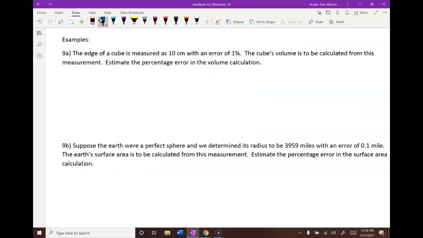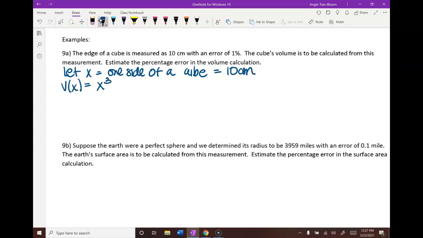Okay, guys, so now we're going to use the application, okay? So we're kind of incorporating example 8 with this. So 9a says the edge of a cube is measured as 10 centimeters with an error of 1%. The cube's volume is to be calculated from this measurement. Estimate the percentage error in the volume calculation. So let's use a variable. So let x be one side of a cube. In this problem, one side is measured with 10 centimeters. Well, let's find the volume. So volume with respect to x of a cube is x to the third, because it's length times width times height. Since it's a cube, all sides are the same.